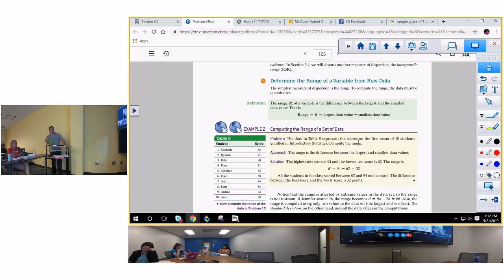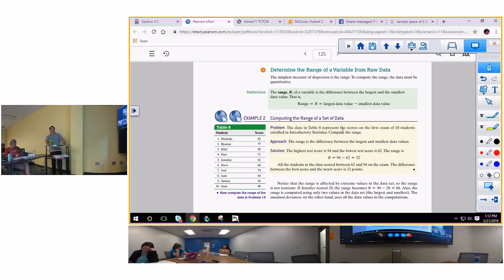Range is, this is 3.2, yes, range. Range, that's the easy one. What is the range? You take the biggest value and the highest minus the what? Lowest. So write that down. Highest minus the lowest.